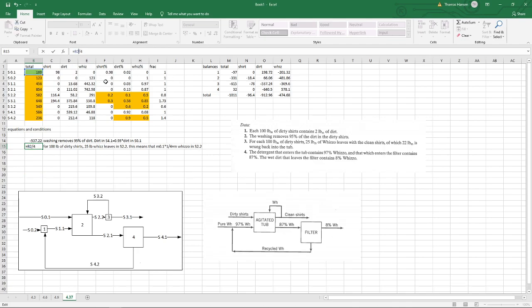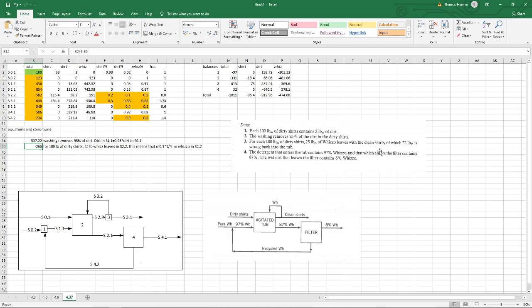Actually, I can just divide it by a quarter. If I subtract the amount of Wizzo in 2-2, so I go to my stream 2-2, I find my amount of Wizzo. There we go. This should give me 0 if that condition is satisfied. So if 25 pounds of Wizzo enters per 100 pounds of shirts, then this equation should give me 0.